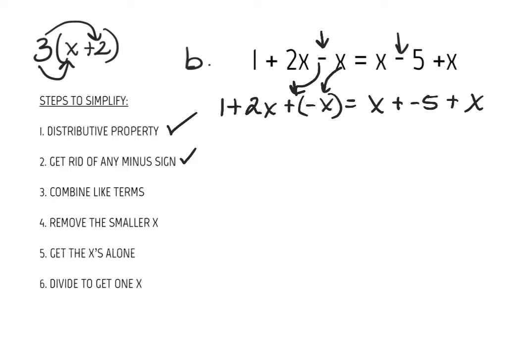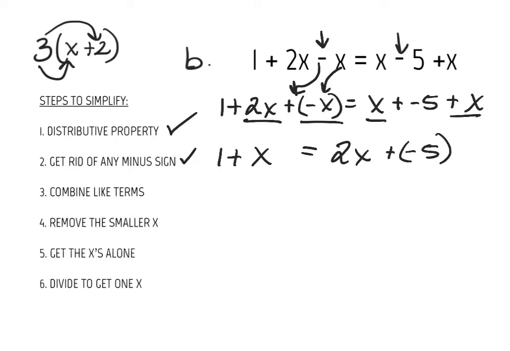All right. Next up, combine like terms. It looks like I can put together x and negative x over here. So it's still 1, and then that's just plus x. On the right side, I'm going to do x and x, which is 2x, and that's plus negative 5. Done deal.